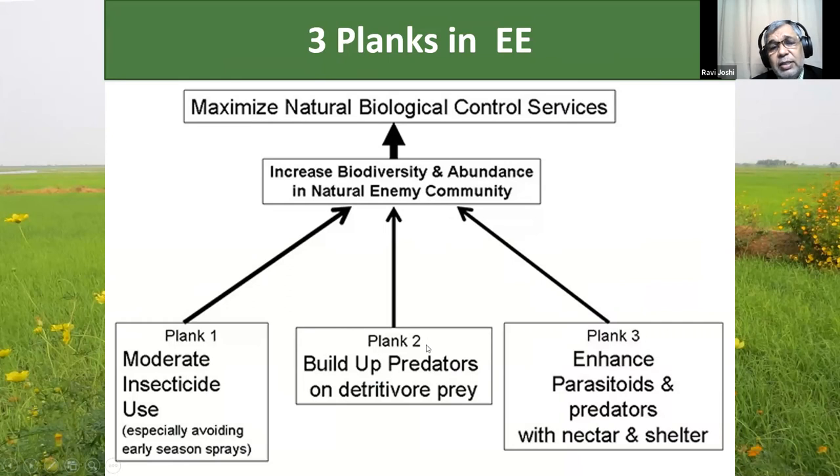The second is we build up the predators on the detritivore prey. The detritivore prey are like chironomids and others, which are neither harmful nor beneficial to rice, but they are beneficial.